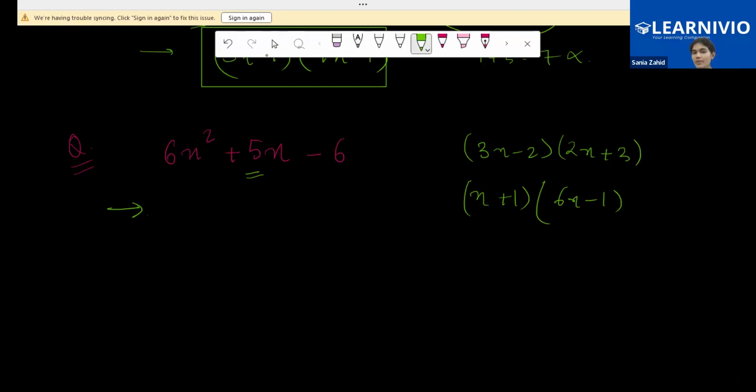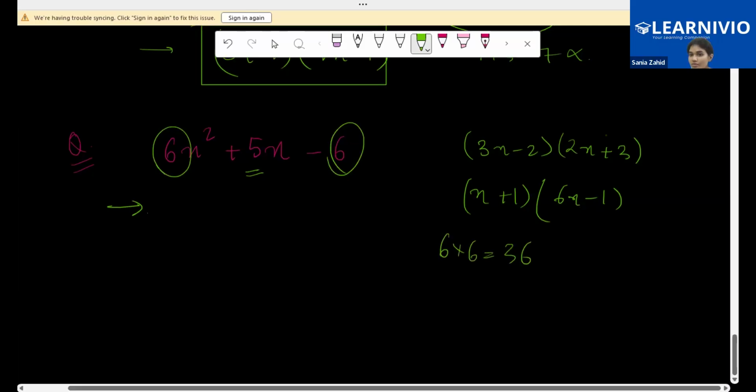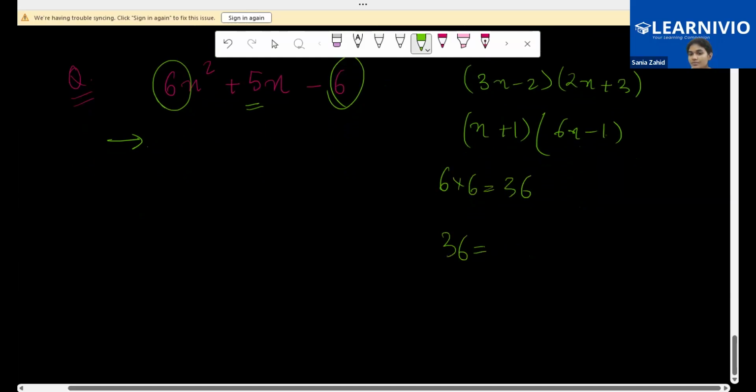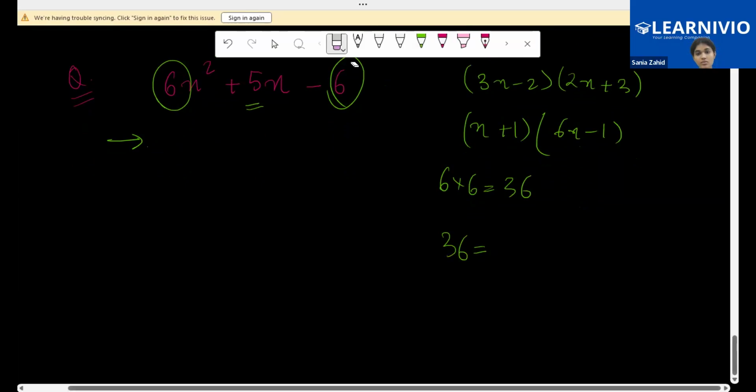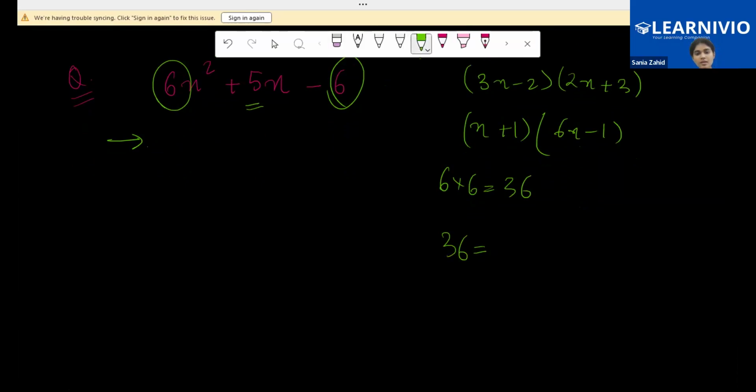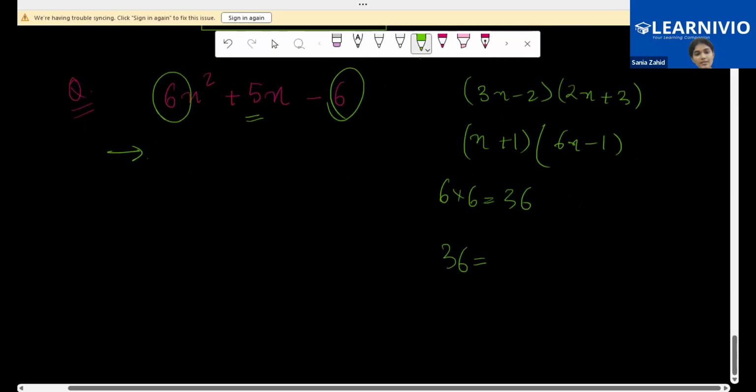So first of all, we have 6x squared plus 5x minus 6. So what we are going to do is take the coefficient of x squared and the constant term. So we take 6 and 6, we multiply, we get 36. We write out the factors of 36. So what are the factors of 36 now, children? Who will tell me? 4 and then 2 into 18. 2 and 18. You can take more. No, we can take 1 and 6. Why? On multiplication, remember, you should get 36, right?